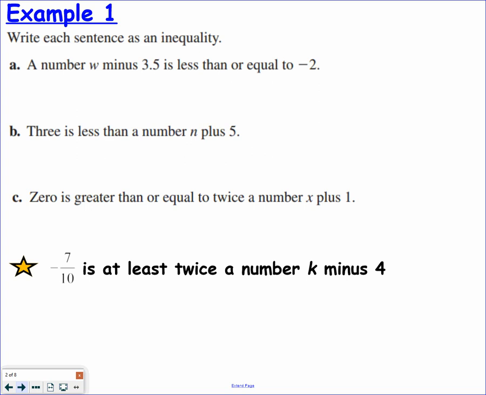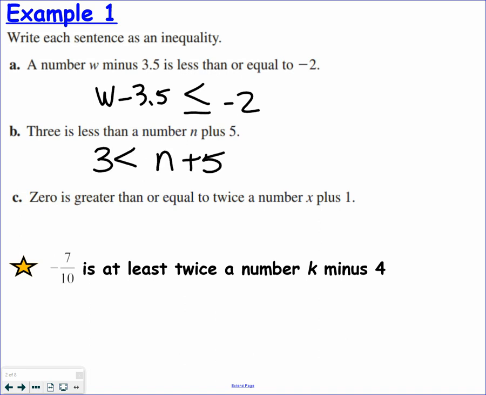All they want me to do is write a sentence. So a number w minus 3.5 is less than or equal to -2. And the equal to symbol means that not only is the side less than, but it could also equal -2. Next, 3 is less than a number n plus 5. And again, they're not asking me to solve yet. That's actually going to be 2.2. Then, 0 is greater than or equal to twice the number x plus 1.